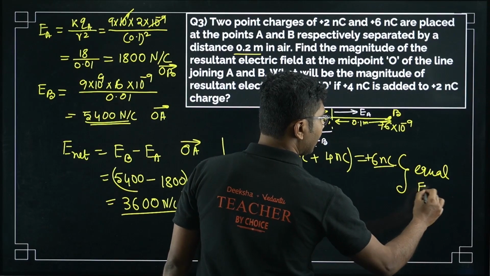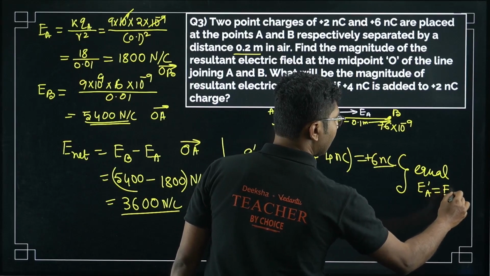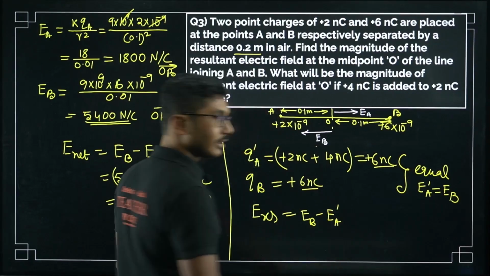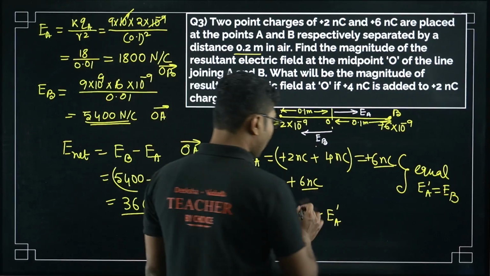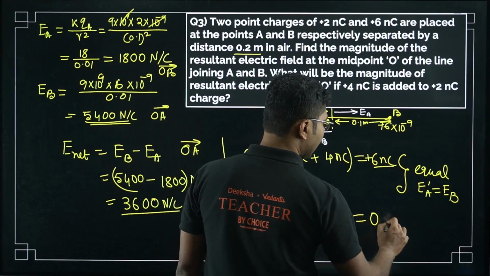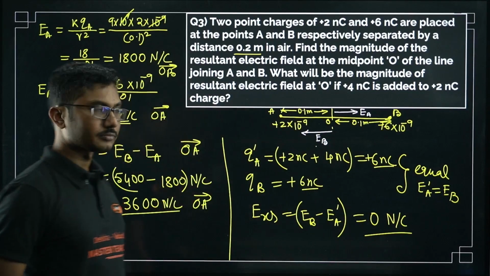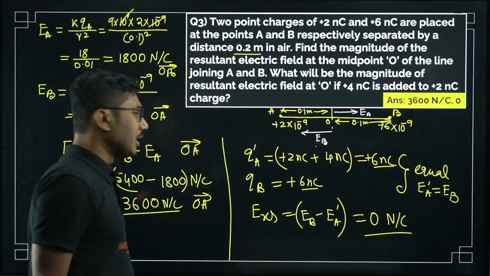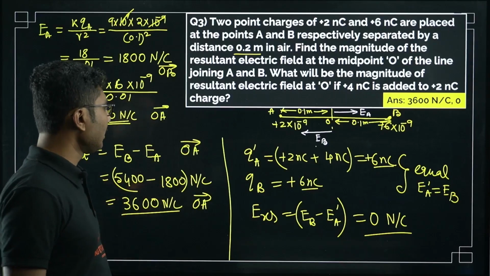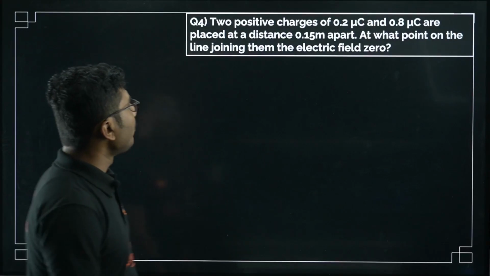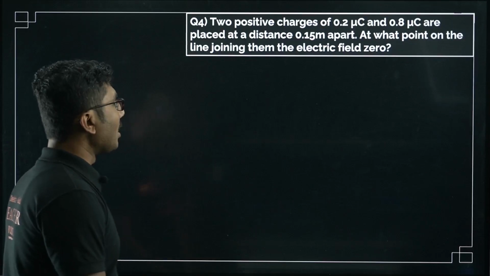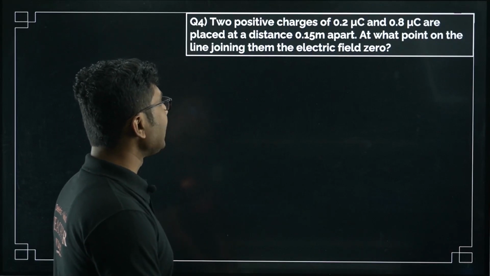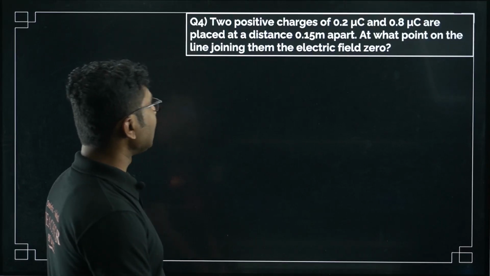So electric field EA dash will be equal to EB. And what will be the net electric field? EB minus EA dash. Both are positive, both are equal, and both are in opposite directions. So they will cancel each other, and the net electric field will be 0. So the answer is 3600 Newton per Coulomb and 0 Newton per Coulomb for question number 3. Next question: two positive charges of 0.2 microcoulomb and 0.8 microcoulomb are placed at a distance of 0.15 meter apart. At what point on the line joining them is the electric field 0?